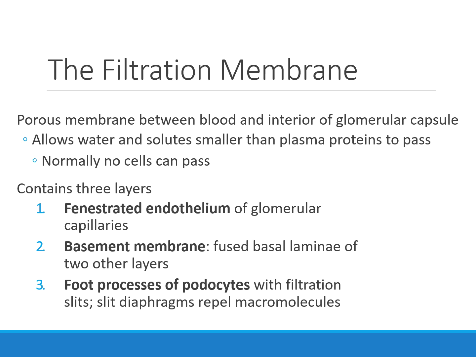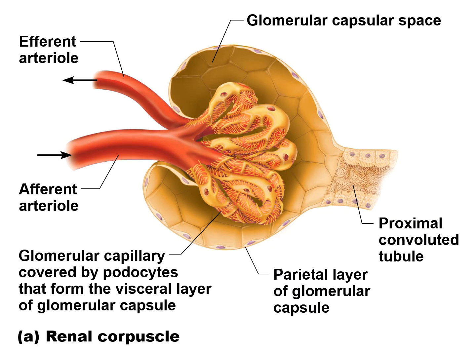So this is not any different than what we saw with the respiratory membrane. So this is the fenestrated endothelium of the glomerular capillary, its basement membrane, and the basement membrane of the podocytes, the foot processes of the podocytes with their filtration slits. The slit diaphragms are what help to repel any macromolecules that try to squeeze through.